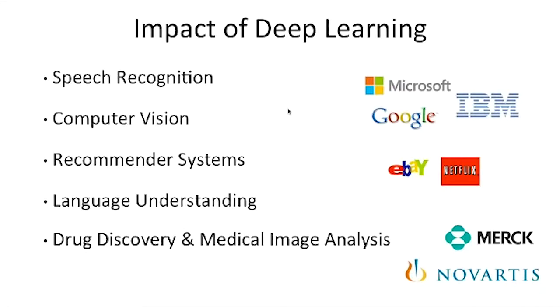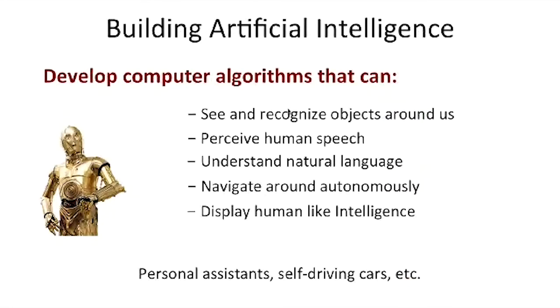Now, what do we want to do? Ultimately, we'd like to build AI. We'd like to develop computer algorithms that can see and recognize objects around us, algorithms that can perceive human speech, understand natural language so that they can communicate, as well as navigate around autonomously, as well as display human-like intelligence. And you'll see right now there's a lot of application areas in the space of personal assistants and driving cars and such.